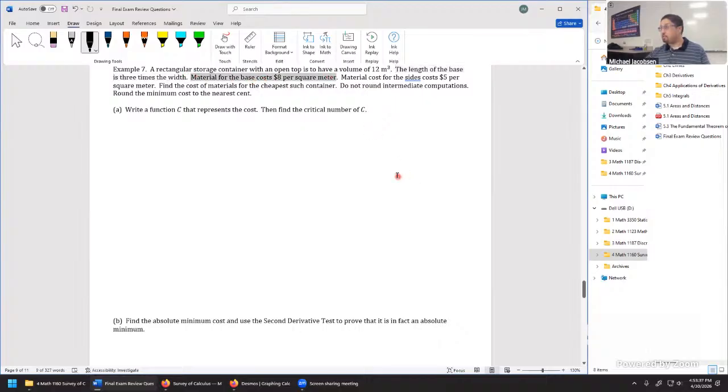The base costs $8 per square meter. It should have been like 800 or something like that. Material for the sides is $5 per square meter. And we want to find out the cost of materials for the cheapest such container. In other words, what should the length be that's going to give us the cheapest container, which will imply what the height and the width have to be as well. It says, do not round intermediate computations, round the minimum cost to nearest cent. So here's where we're going to start.